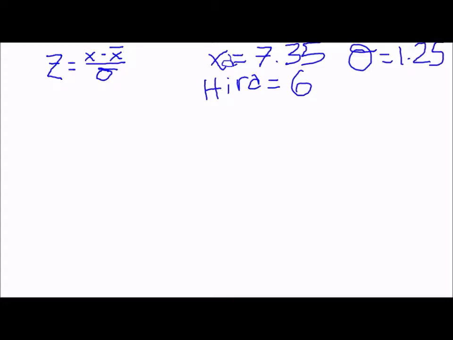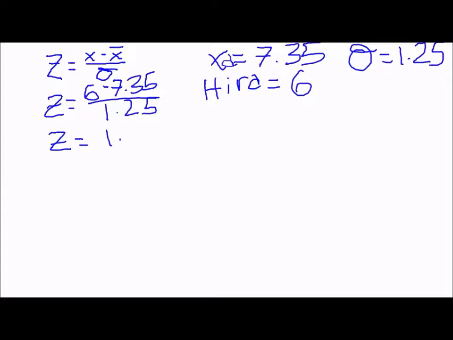So we can use a calculator to calculate what is a percent. First we need to find the z-score, which is z equals x value, 6 minus 7.35, over 1.25. So we get that the z-score is negative 1.08.